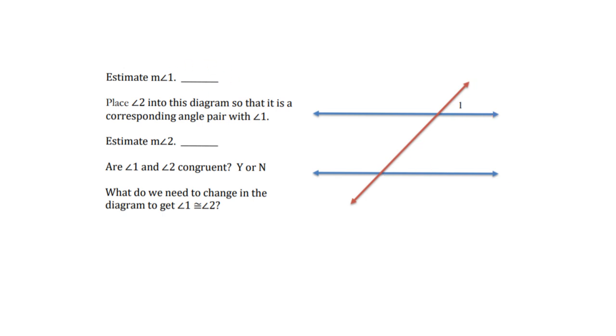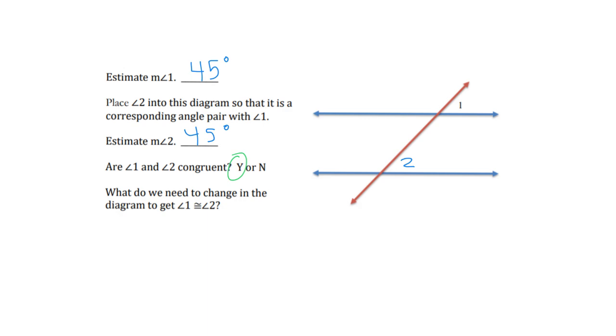So estimate the measure of angle 1. Well, let's see here. This is a 90-degree angle. That's maybe 45 degrees. Looks about half, right? And angle 2, again, corresponding angle pair. Well, that'll be right here because they are both above the blue line and they're both to the right of the transversal. That means they're in the same location, so corresponding. And what does the measure of angle 2 look like? Well, it looks exactly like this angle here, so it is also 45 degrees. Are they congruent? Yes, they most certainly are.